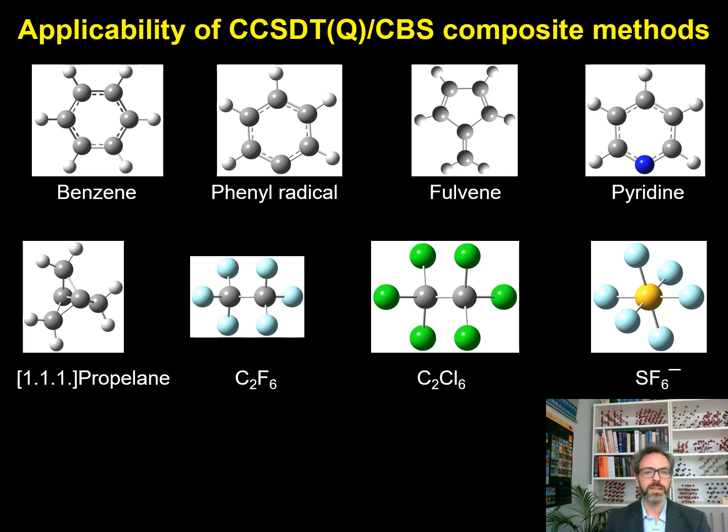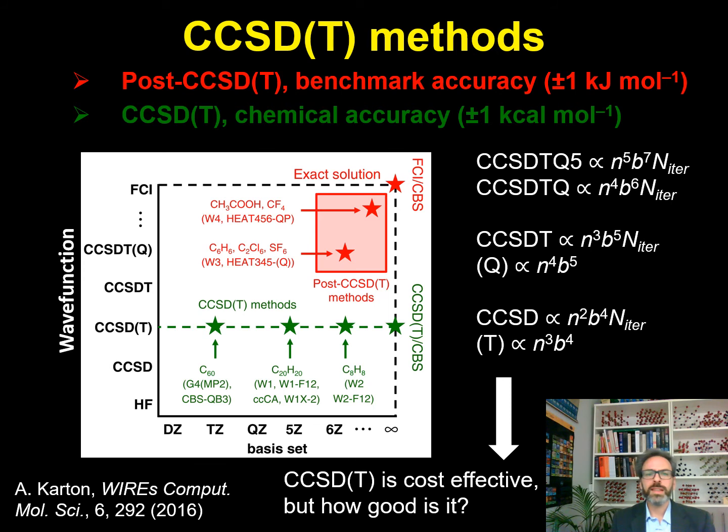Nevertheless, most chemists would still say that we can't do a lot of chemistry with these systems. So let's move on to composite ab initio methods that are computationally more economical and are applicable to even larger systems. So let's move on to the CCSD(T) composite ab initio methods. These methods are much more popular and are applicable to much larger systems than the post-CCSD(T) methods that we talked about so far.